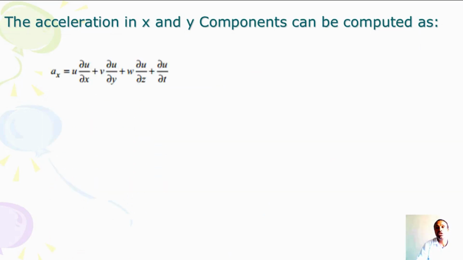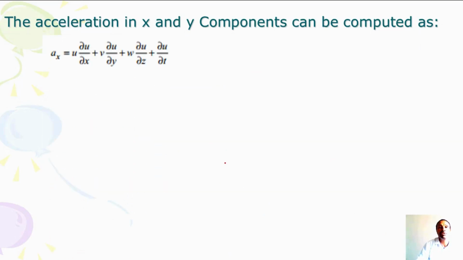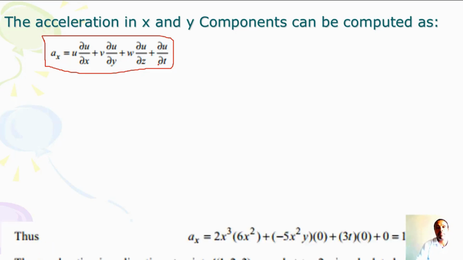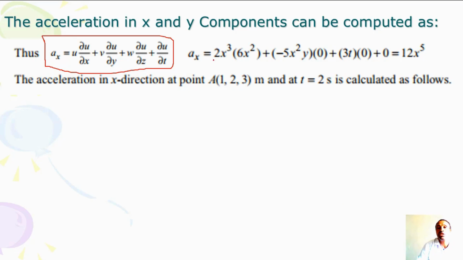Then the acceleration in x and y components can be computed. First you have to have the acceleration equation. The acceleration in x component will be u ∂u/∂x plus v ∂u/∂y plus w ∂u/∂z plus ∂u/∂t. Then you have to substitute each of the above values. Then you have the acceleration in x component, 12x to the power of 5.